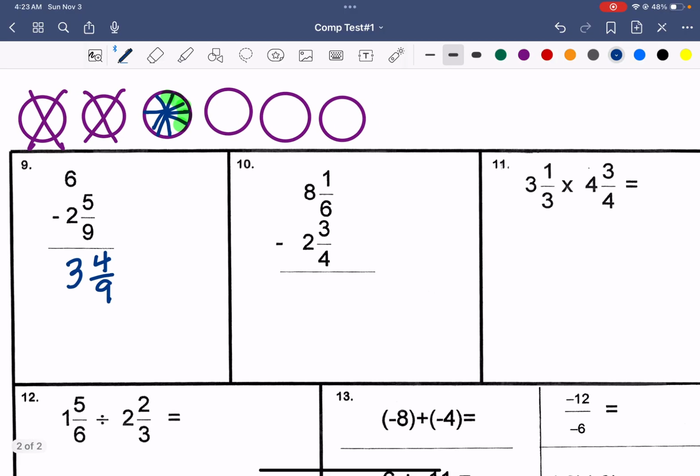All right, let's go to 10. I still need a common denominator. It's going to be 12. I'm just getting equivalent fractions. That's all I'm doing. They're worth the same.